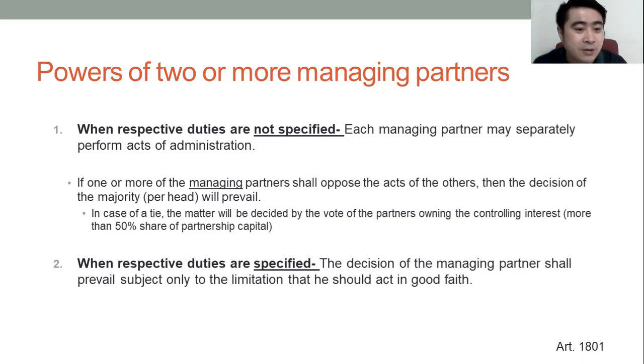Hindi muna papansinin yun, no? So in this case, kapag there are two or more managing partners, tapos meron nag-oppose na isa pang managing partner, magbobotohan muna yung mga partners, depende sa bilang nila. In case of a tie, the matter will be decided by the vote of the partners owning the controlling interest. So we know what controlling interest is, no? More than 50% share of the partnership capital.